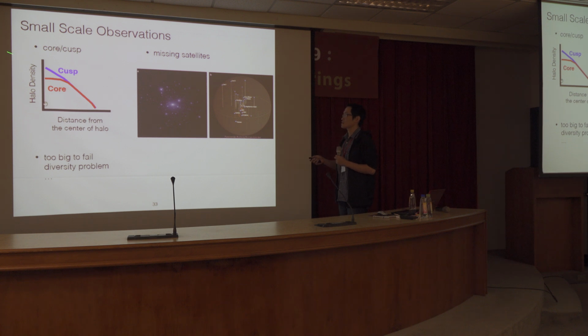And the cusp-core problem is very easy. When you look at dwarf galaxies, you find that the prediction is more like a cuspy NFW profile, but you observe that the rotation velocity is like a core profile. The missing satellite problem is that you predict from simulation thousands of satellites, but we observe roughly 10. Too big to fail focuses on those 10 satellites, and there's also a discrepancy between simulation and observation. There's also the diversity problem, etc.